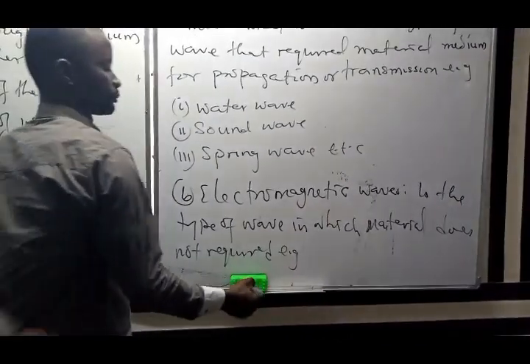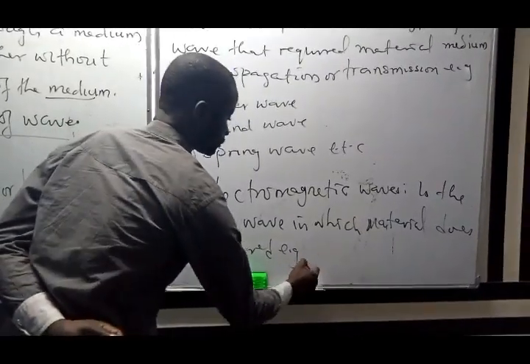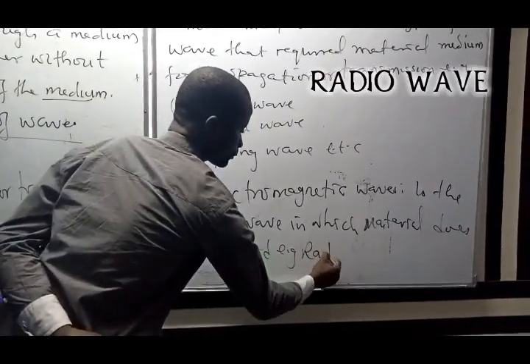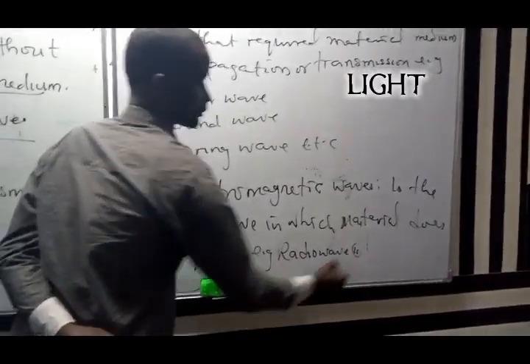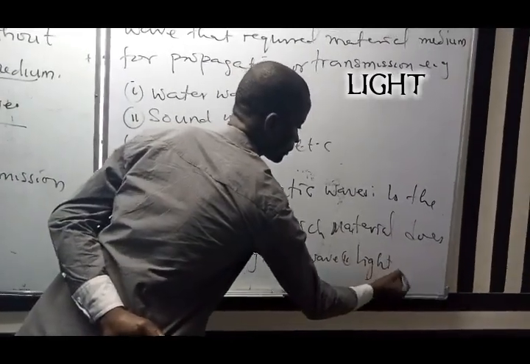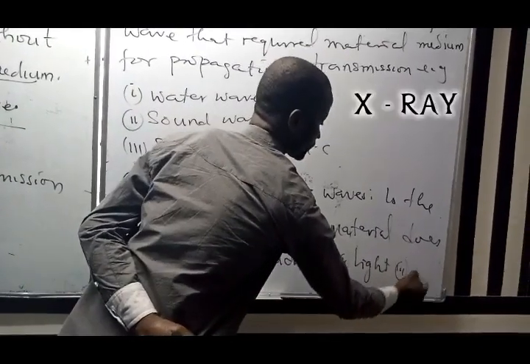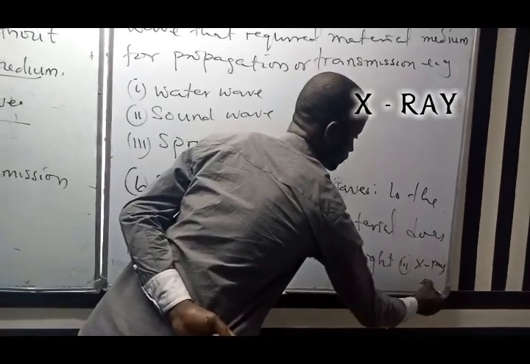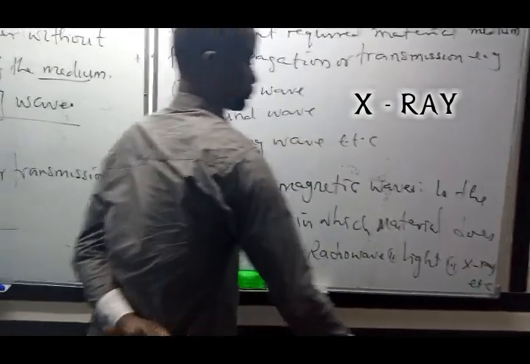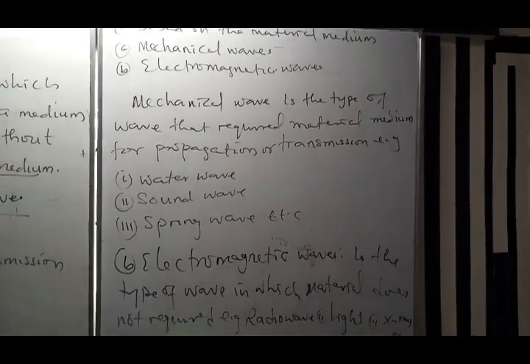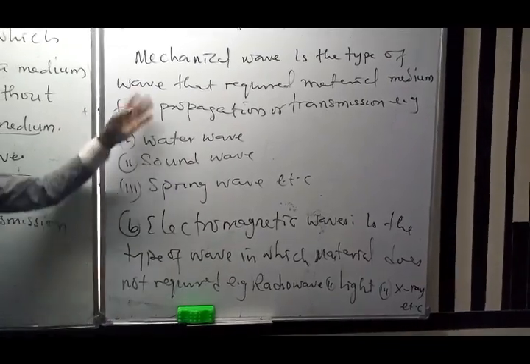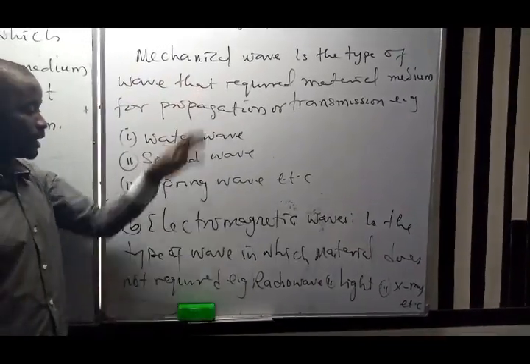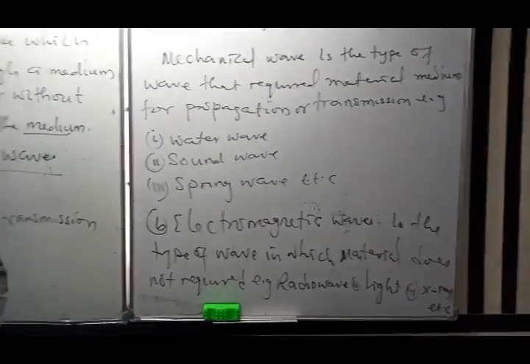Examples are: one, radio wave, two, light, three, X-ray, etc. Now, the major difference between mechanical and electromagnetic wave is just material medium. That is, mechanical wave requires material medium, while electromagnetic wave does not require material medium.